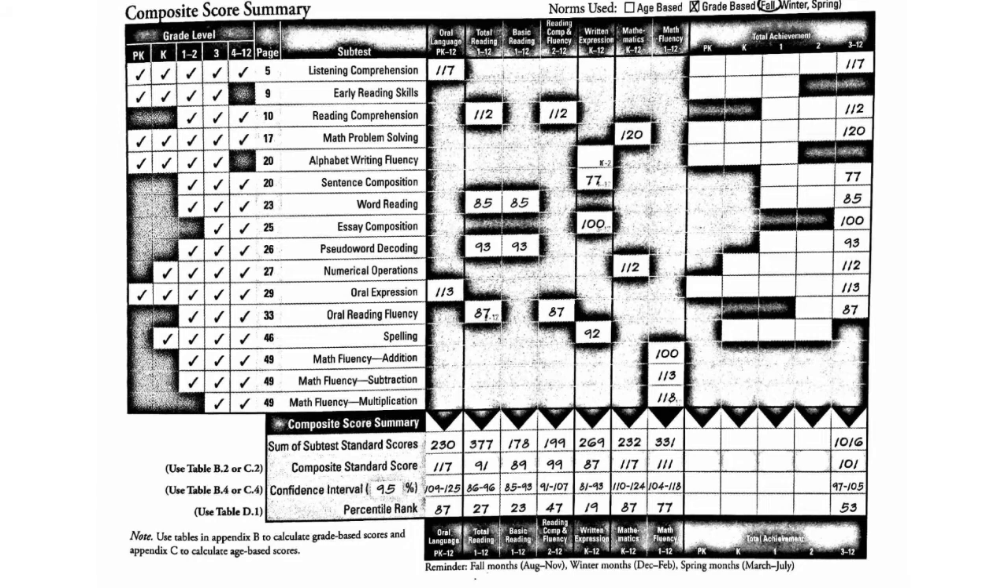Okay, you can also look down at the percentile ranks below the confidence interval, and for oral language, with this composite standard score of 117, that student was in the 87th percentile, indicating that they performed the same or better than 87% of the students who took that test. A good indicator that they performed well on that subtest.